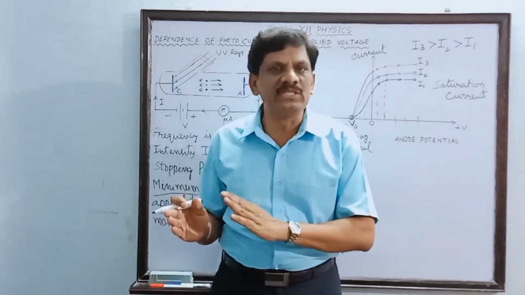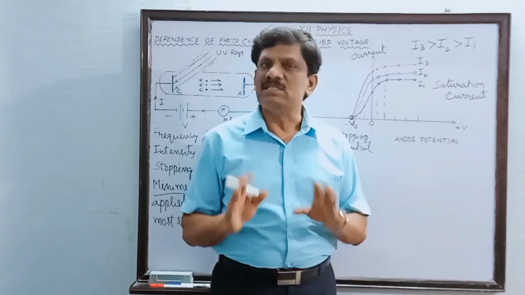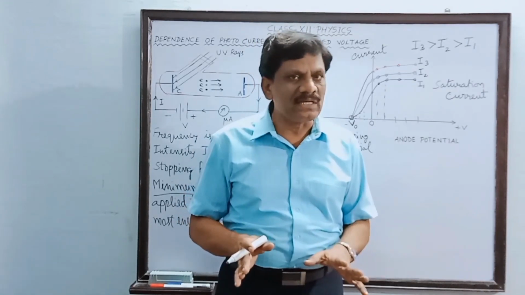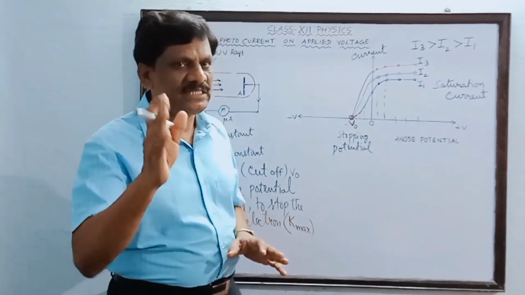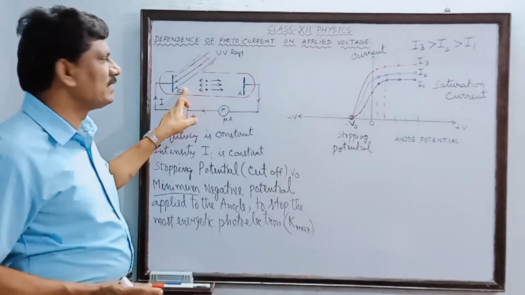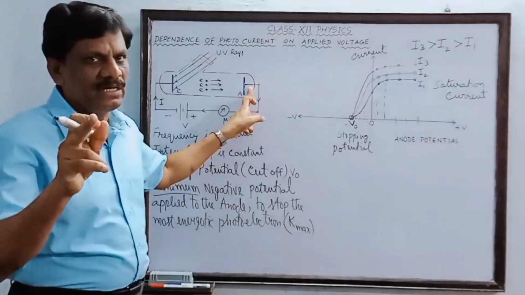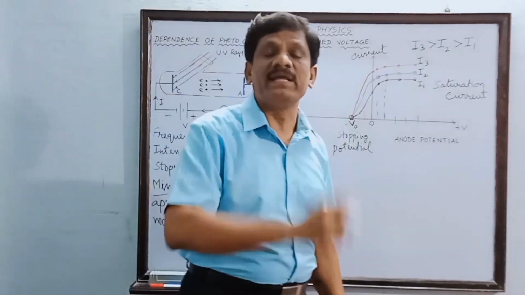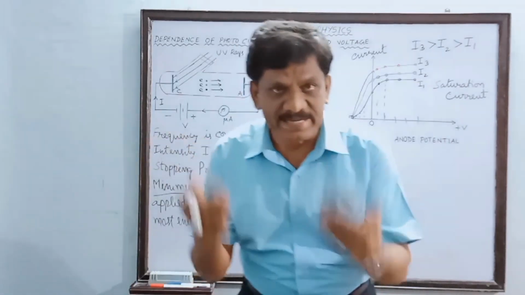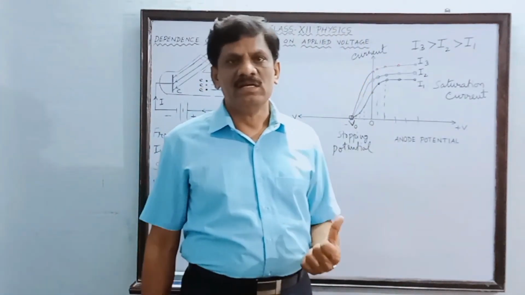They will not reach the collector plate. That is why the photoelectric current is equal to 0. Okay, my dear students. Now, initially, the fastest electron was able to reach the anode even when it was having a 0 potential. But that fastest photoelectron also is now unable to reach the anode for this potential.